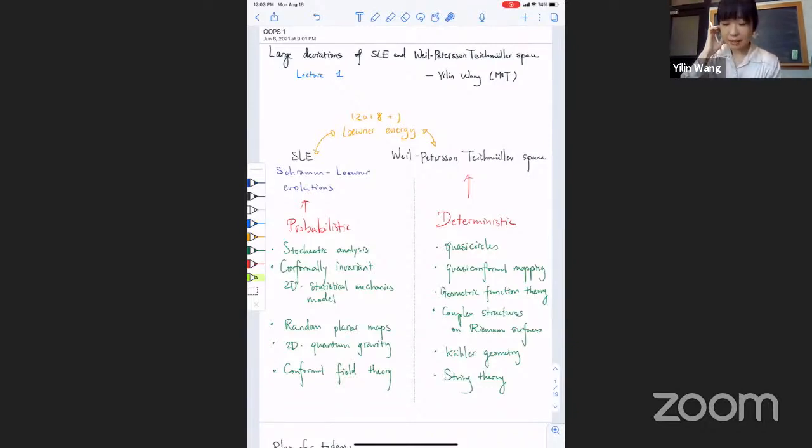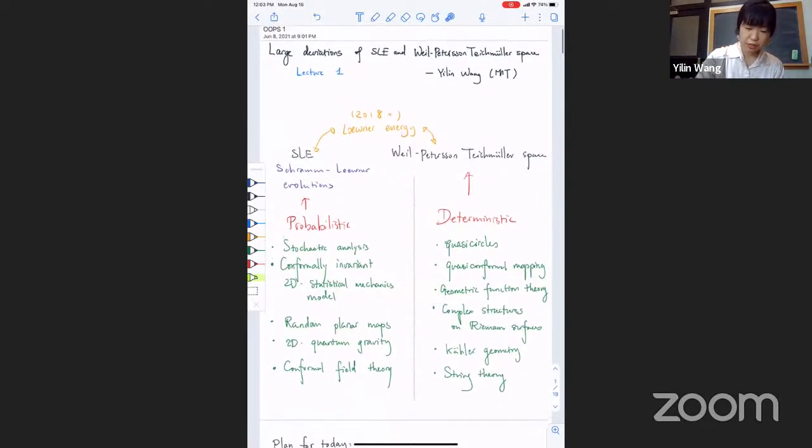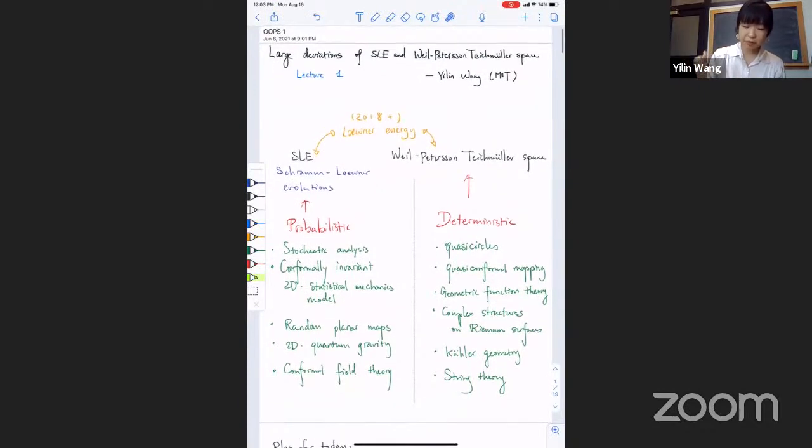So my lectures would be about large deviations of SLEs and some connection to maybe a less familiar object called Weil-Petersson Teichmuller space. So I won't assume you know either SLE nor Weil-Petersson Teichmuller space. I would just try to give you an idea what they are, how they're related. Maybe even just to give you a bit of the background and situate you in the whole picture.